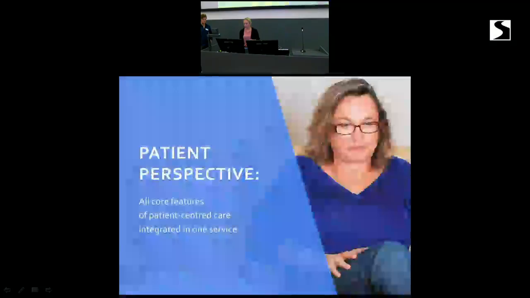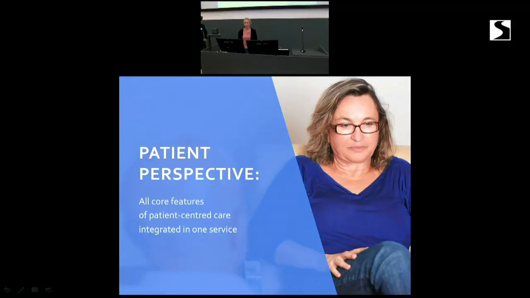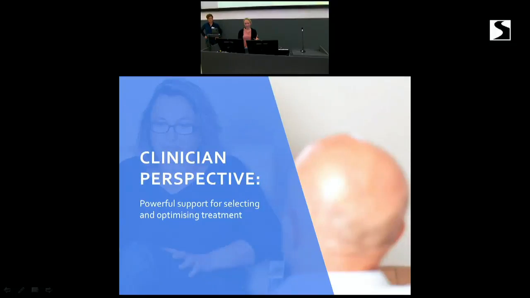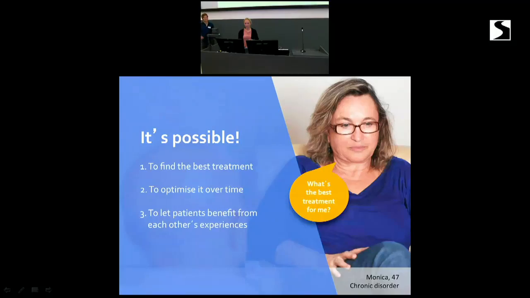So for the patient, all core features of patient-centered care are integrated in one service. I found the little movie we saw earlier today was a very good intro to this health system. The Danish movie was very nice, I think. For the clinician, it's powerful support for selecting and optimizing treatment. So it's possible to find the best treatment, to optimize it over time, and to let the patients benefit from each other's experience as well.